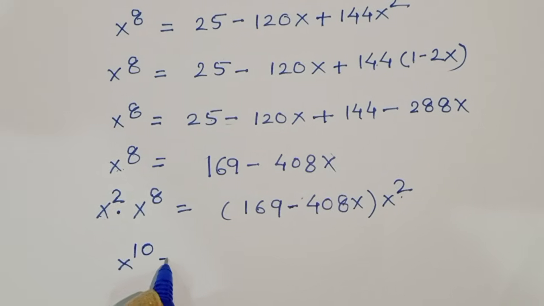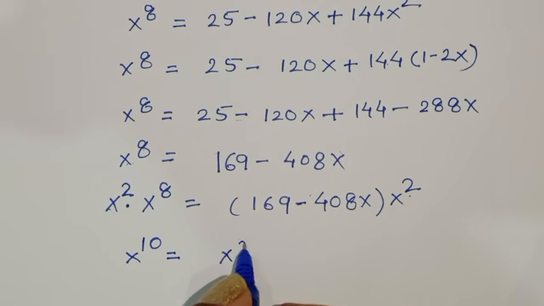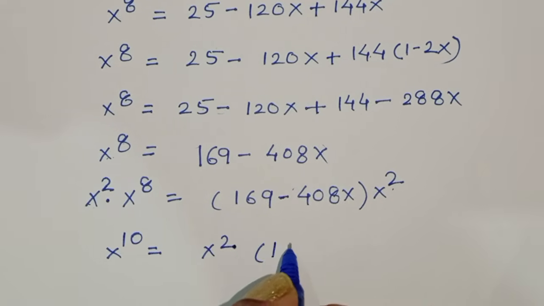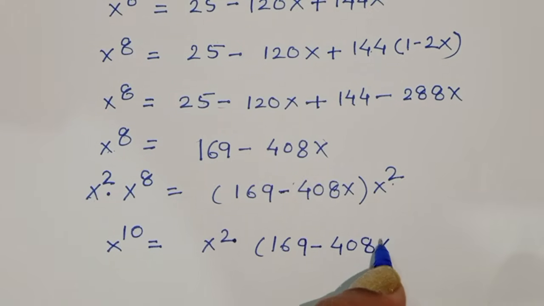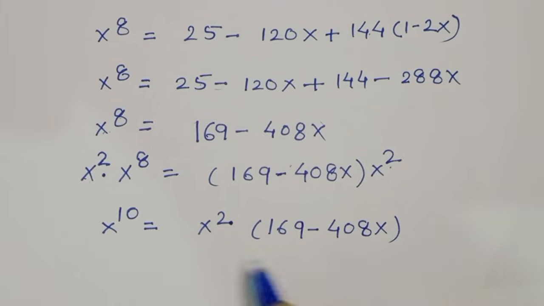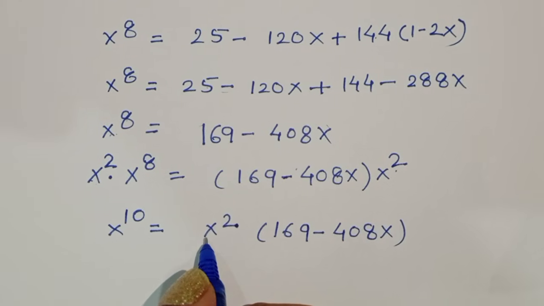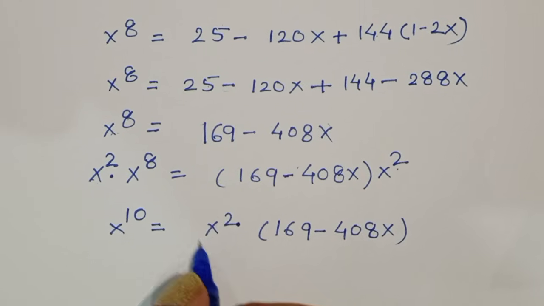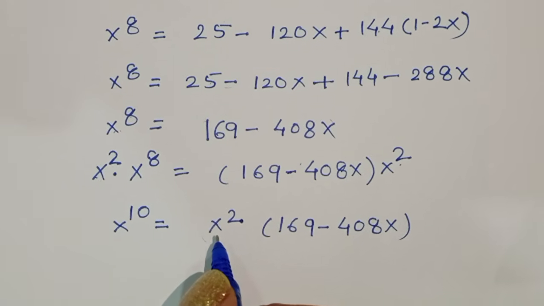x power 10 is equal to x square times (169 minus 408x), right? This is the value of x power 10. Now we have to simplify this one, but we already know the value of x square, we already got it in equation 1, so we have to substitute that value here, that is 1 minus 2x.